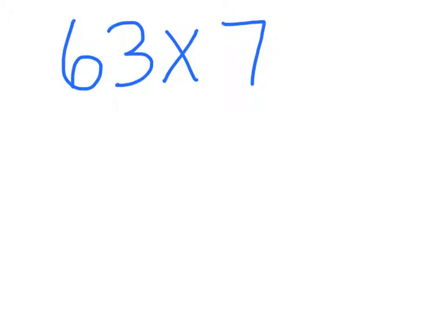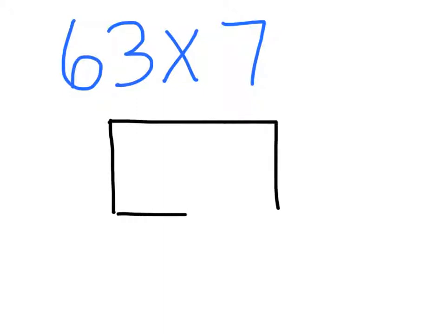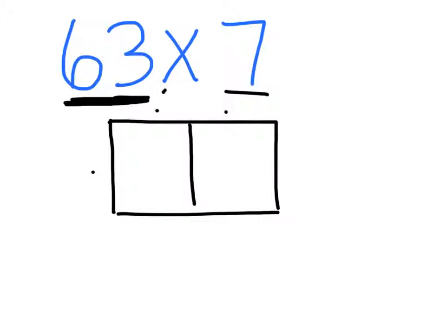Here's the problem we're going to do: 63 times 7. The first thing you're going to want to do is draw a rectangle. Because this is a 2-digit by 1-digit, you're going to split the box into 2, 1, 2, and 1. Okay? The next thing you're going to do is take the 63 and separate it into groups of 10. You're going to look at the 6 in the tens place, and you should know that that's 60. So we're going to put 60 here, 6 tens. And you're going to look at the 3 in the ones place, and you're going to put it right here.